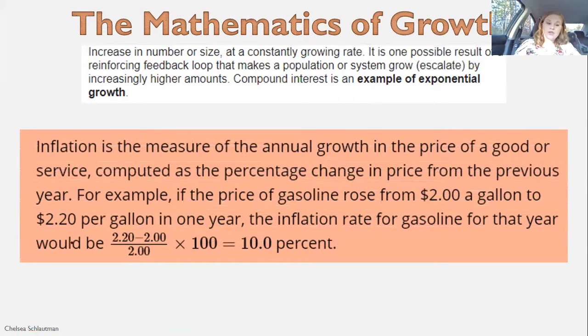So we're going to take our $2.20 that the gas is currently, and we're going to subtract the $2 that it was the previous year. And we're going to divide that by that $2 as well. Next, we're going to multiply it by 100, and then that's going to give us our answer of 10%. So over the course of a year, the gas price rose 10%.